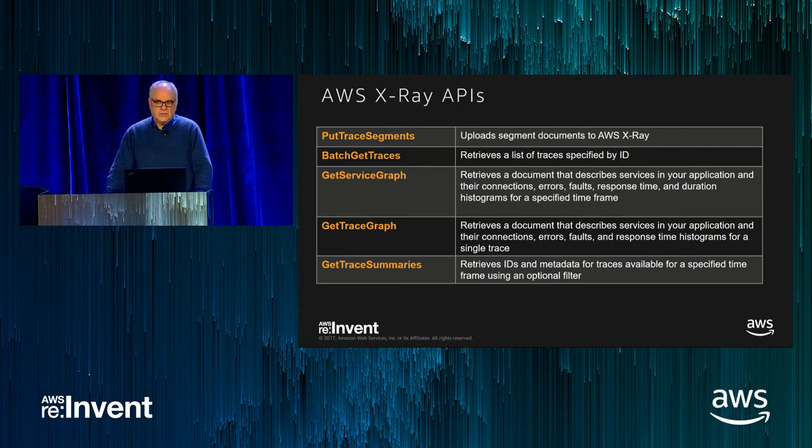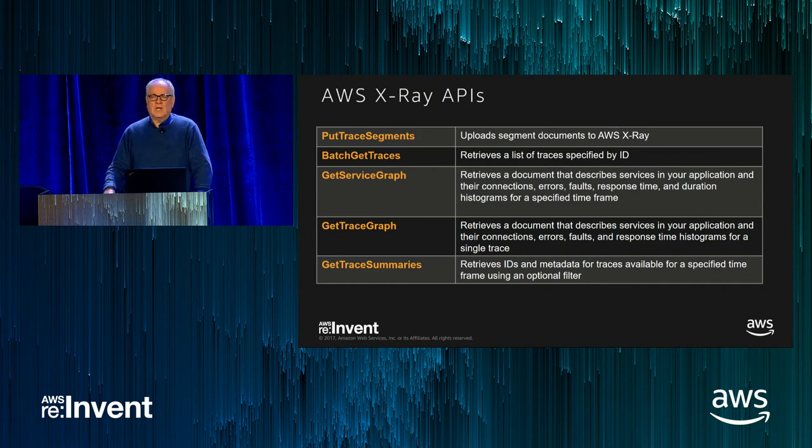Now, most folks are going to use the daemon. Remember the relationship between the SDK talking to the daemon. The daemon does the job of sending the segments from the particular microservice to the X-Ray service. So most people are not going to use this, but it is available should you want to write to our service directly yourself. Why would you want to do that? Maybe you have some special use case where the daemon doesn't apply, or maybe you want to do something with a framework or language that we don't yet support. So the functionality is there for you to override what we do and send us traces directly.